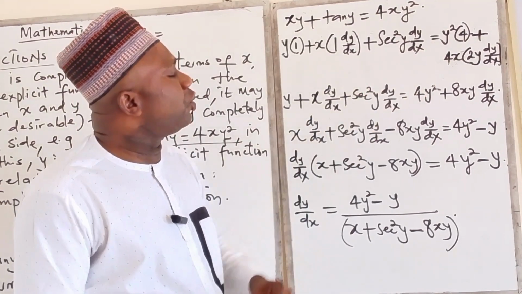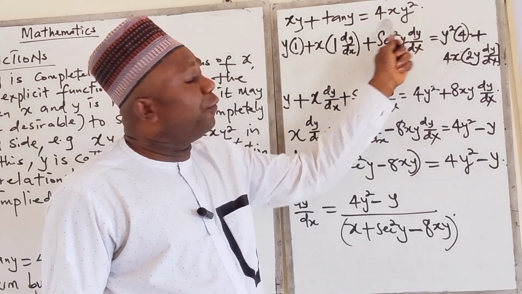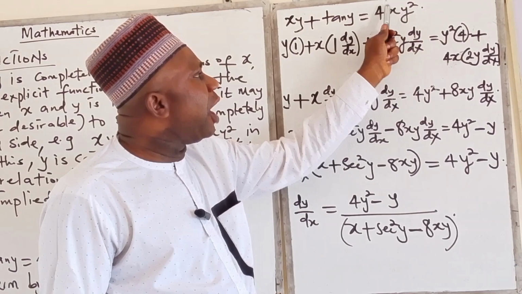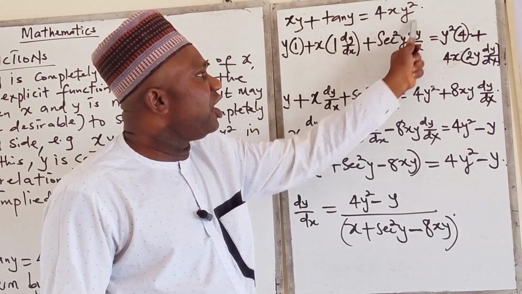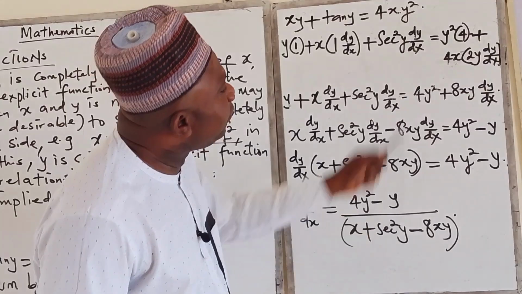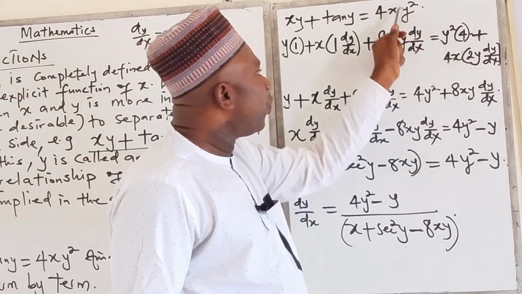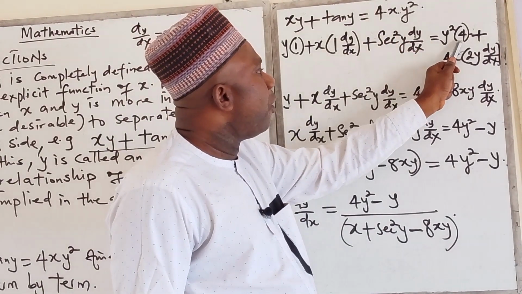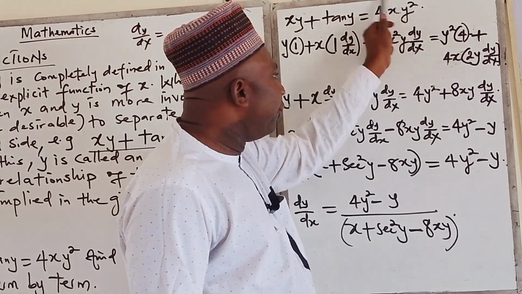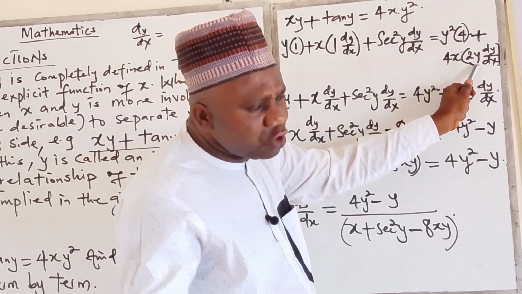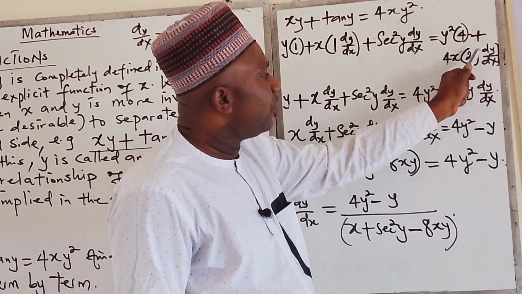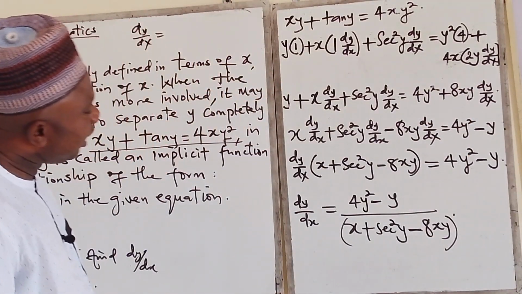Now this will be equal to, now this is another product of two functions. I'm using my u to represent 4x and v to represent y squared. So now picking v, here we have y squared. When you differentiate 4x, you have 4. Plus, you pick your u, 4x. When you differentiate y squared, it gives you 2y. Then because we are differentiating with respect to x, you follow it up with dy/dx.